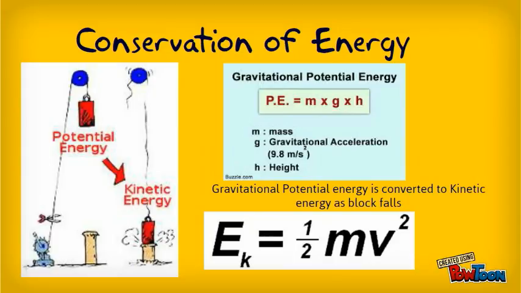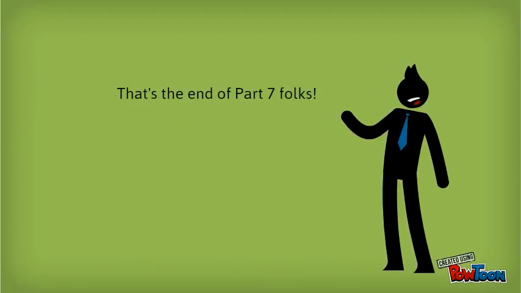So sometimes you'll get questions which ask you to work out the velocity of the object as it hits the earth, and if you know what height the object was originally held at and you know the mass of the object, then this is quite easy to work out. And that concludes all of mechanics.